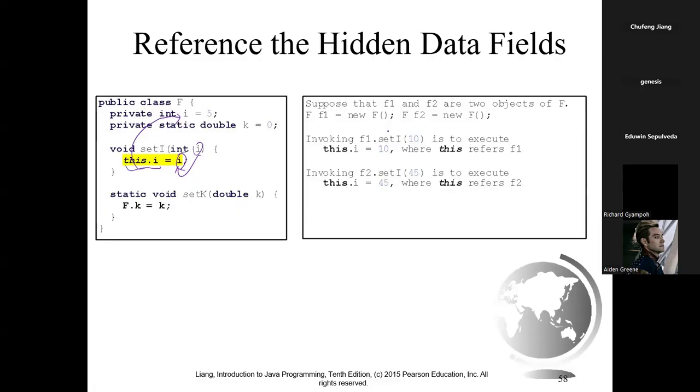And in our test method there, suppose that f1 and f2 are two objects of F. We have f1 = new F, f2 = new F there. And we can invoke f1.setI(10) to execute this.i = 10, where this reflects f1. That means we are calling the f1 set method with 10, and also this sets the f2's i to be 45.